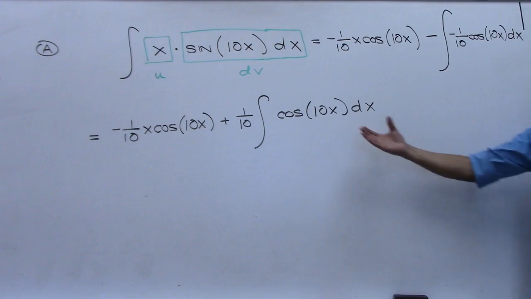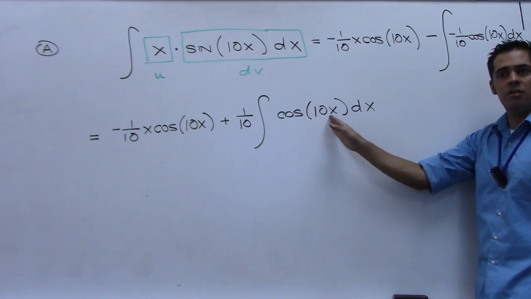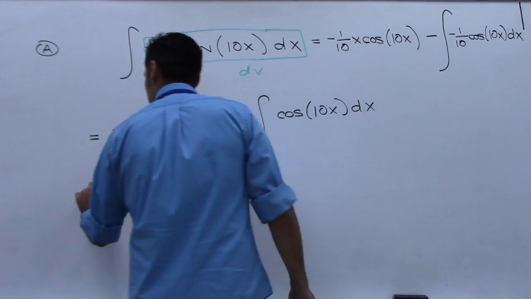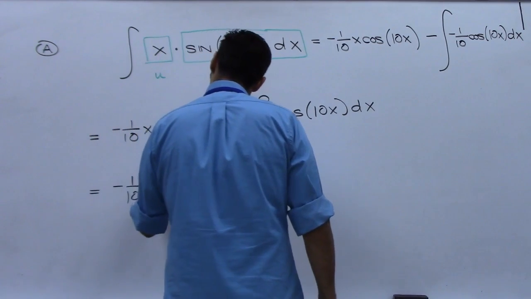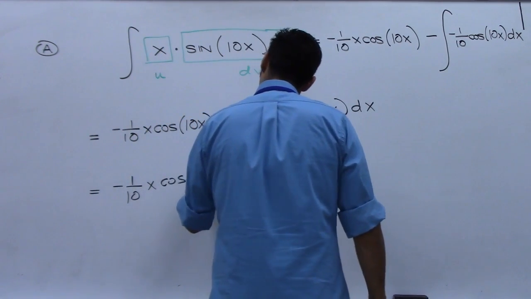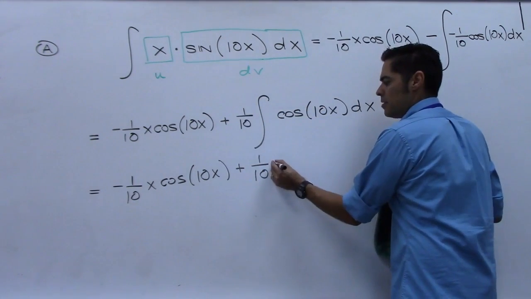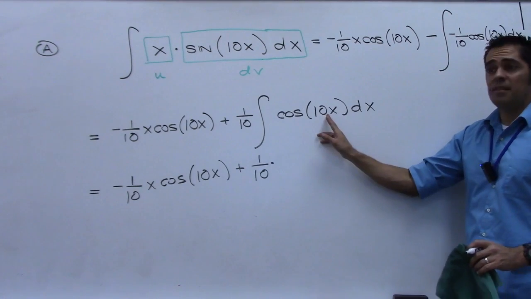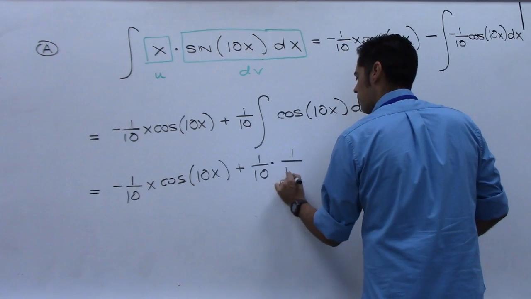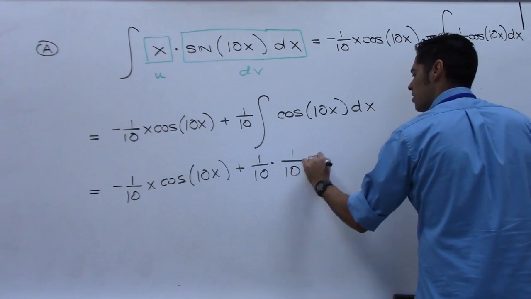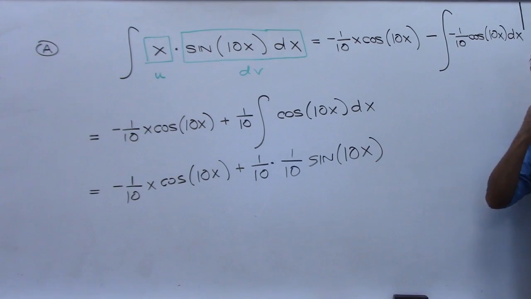Now, let's find the antiderivative of this. So this is cosine of a linear function. What is the antiderivative of cosine of a linear function? It's going to be sine, right? So here's the 1/10 here, times. Because this has an a in front, you have to scale by it. So 1/10 again. The antiderivative of cosine, you said, was sine 10x, right? Plus c.